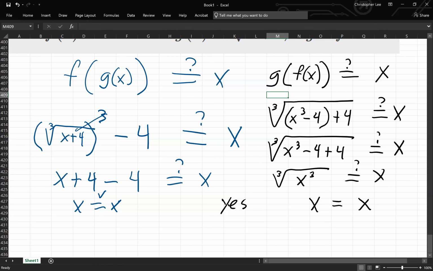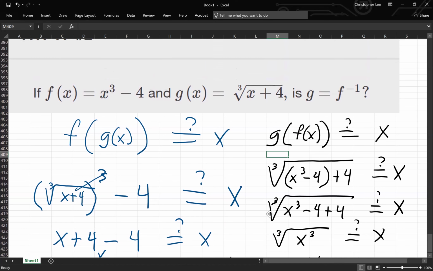No, no. So the cube root and the cube, they cancel out. That's why. Remember, cube root is like the 1/3 power. So the 1/3 power and the third power cancel out. There you go. That's it.